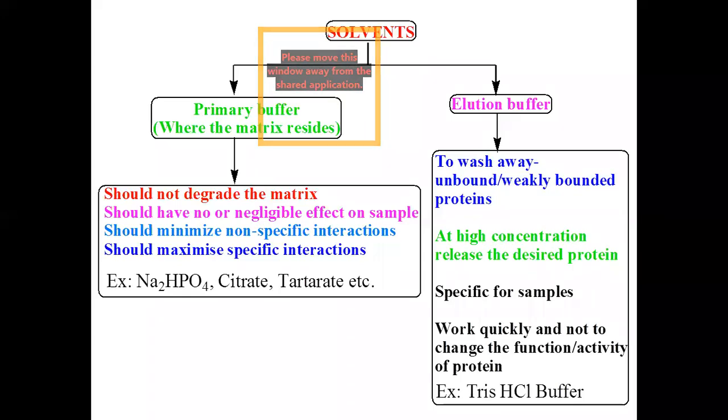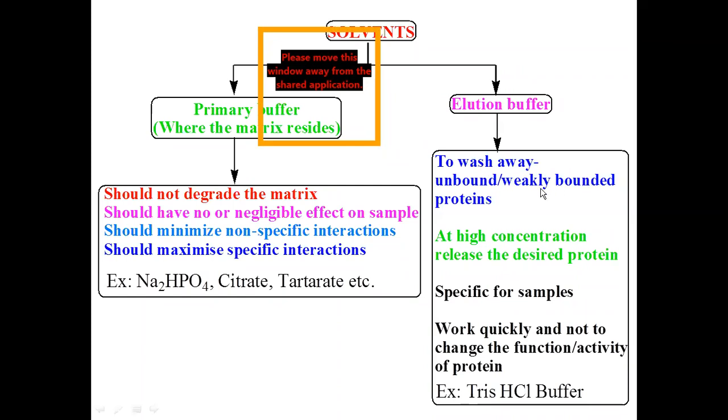proteins. Initially, you will introduce the sample into the chromatographic column, a sample containing weakly bound proteins, unbound proteins, and strongly bound proteins. Once the binding between strongly bound proteins and the ligands has taken place, these weakly bound or unbound proteins must be removed. This will be done by passing the elution buffer, and the concentration will be very low. The elution buffer concentration will be very low.